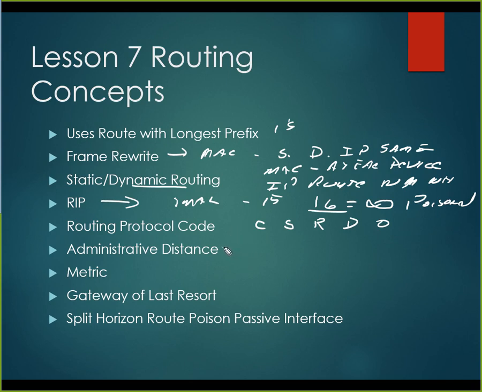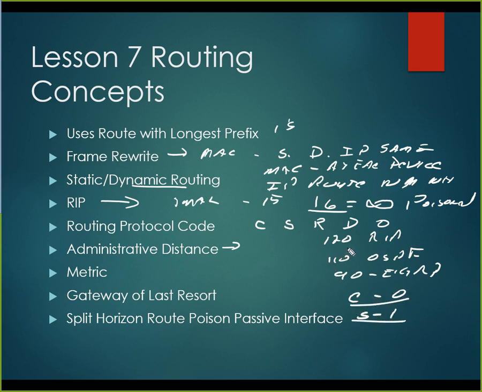Administrative distance is how trustworthy something is, and we had 120 was RIP, 110 I think was OSPF, and 90 was EIGRP. Connected was 0, and static was 1. So it's going to trust us over the routing protocols. Not sure that's always a good idea. And the metric was what we used to get there.